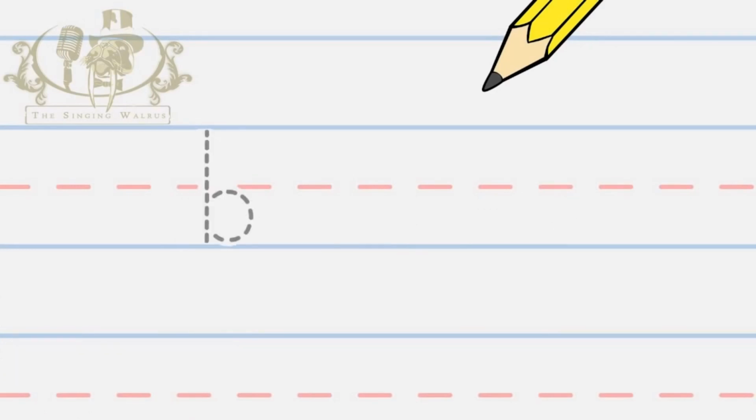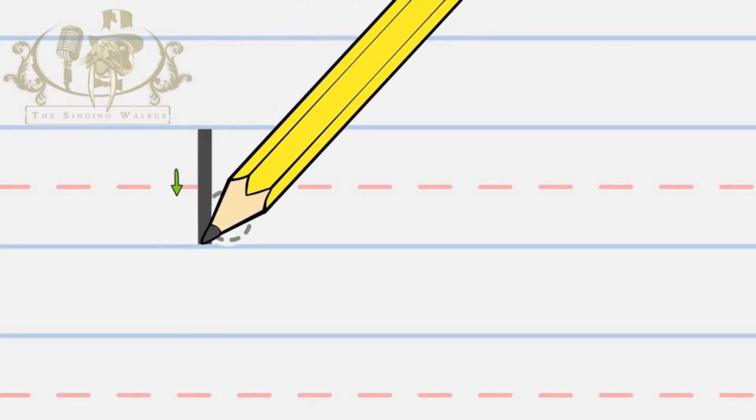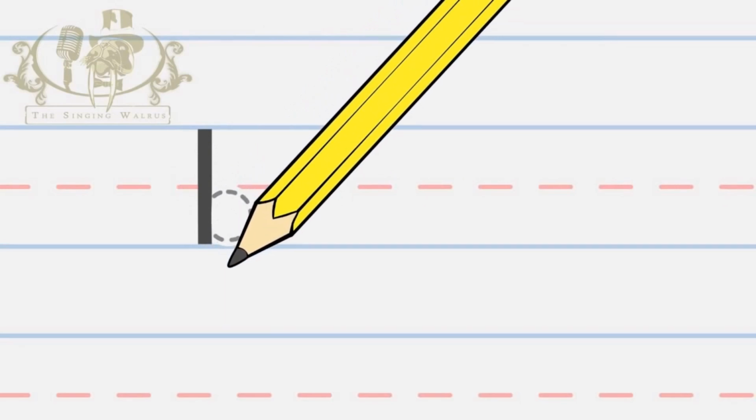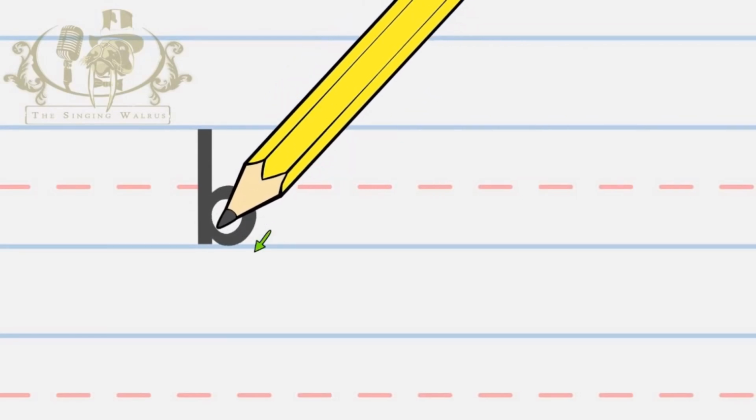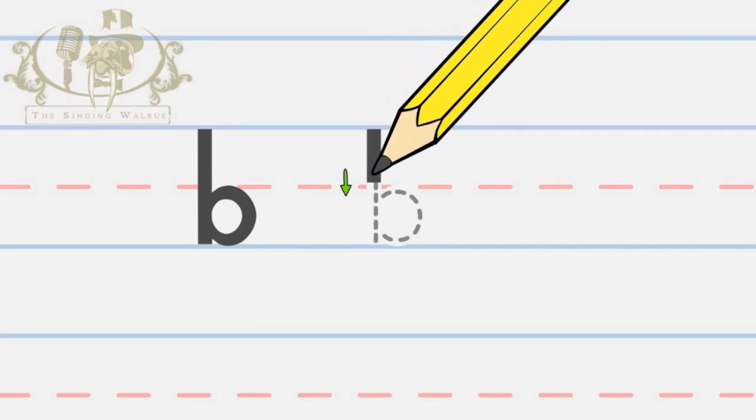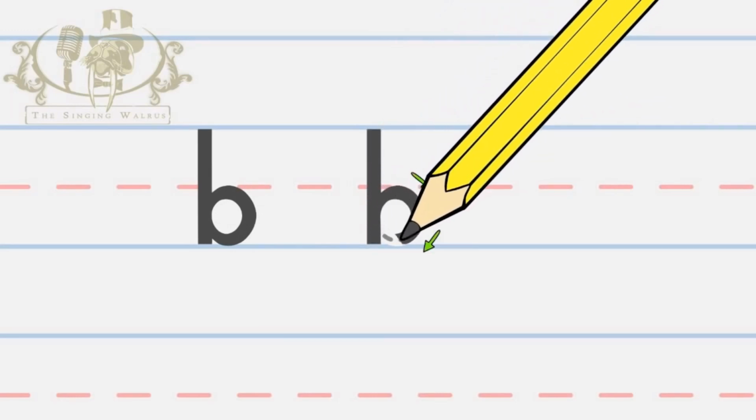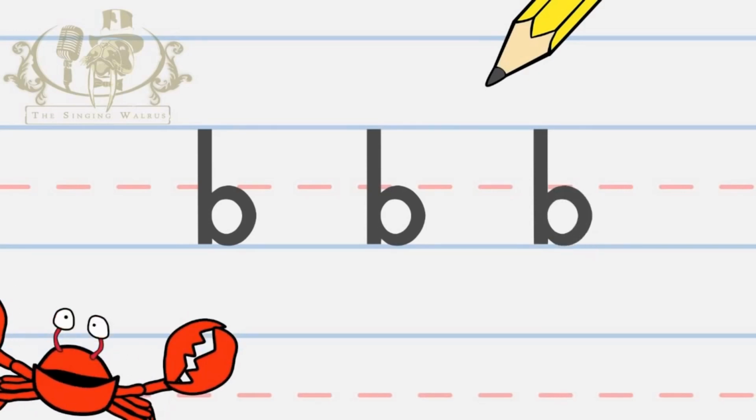That's the small b. Start at the top and make a line down. Now, go to the middle and go all the way around. Let's try that again. Down, around. Now you try. Now, check if you did it right. Well done!